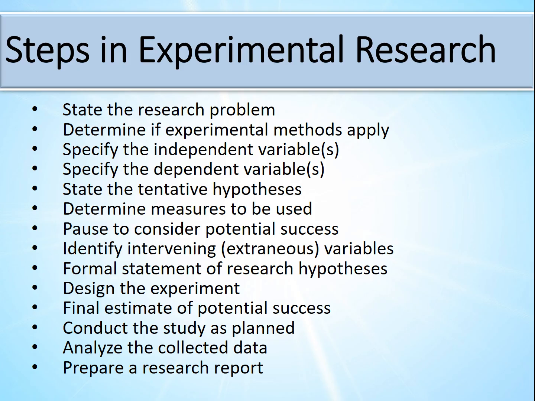Below are the steps in experimental research. State the research problem. Determine if experimental methods apply. Specify the independent variables. Specify the dependent variables. State the tentative hypotheses. Determine measures to be used. Pause to consider potential success. Identify intervening extraneous variables. Formal statement of research hypotheses.